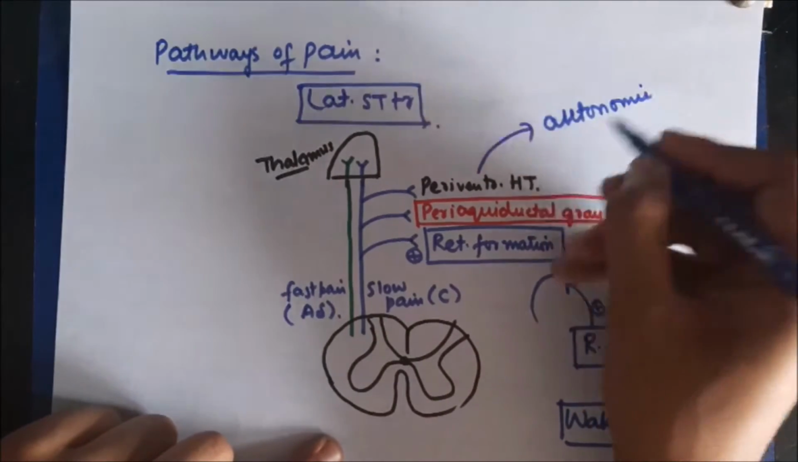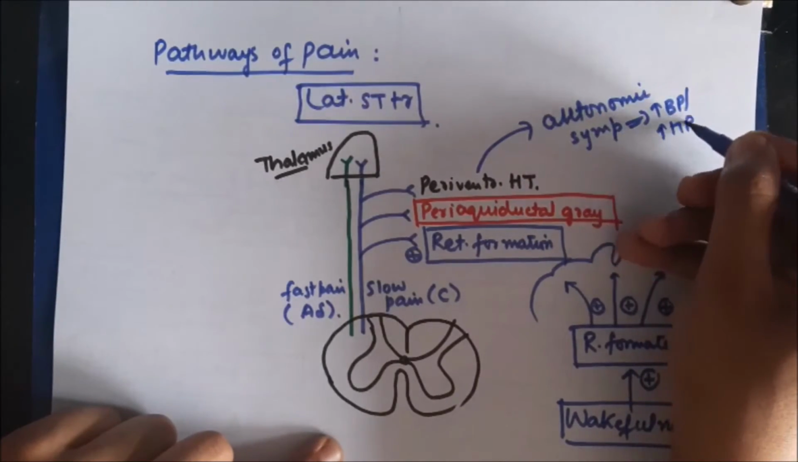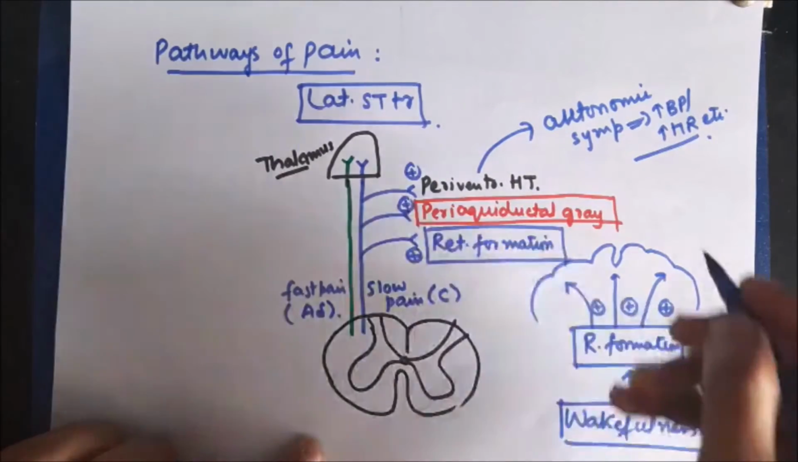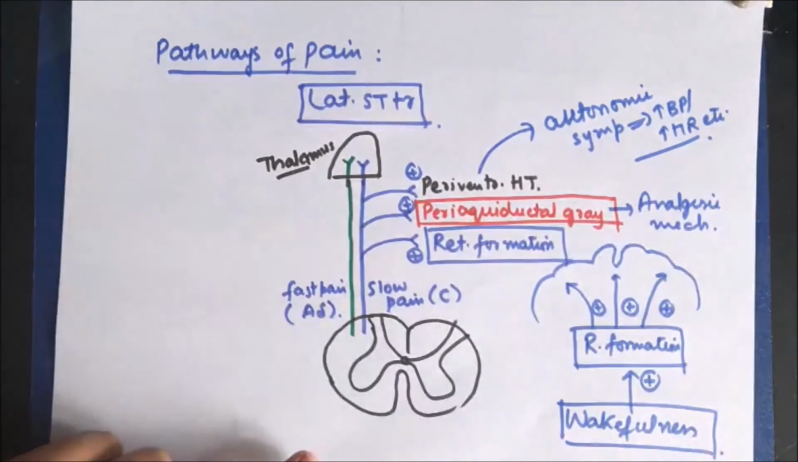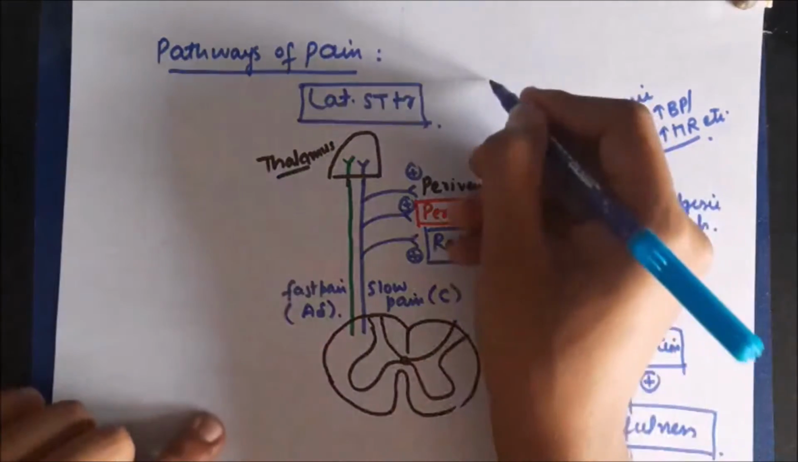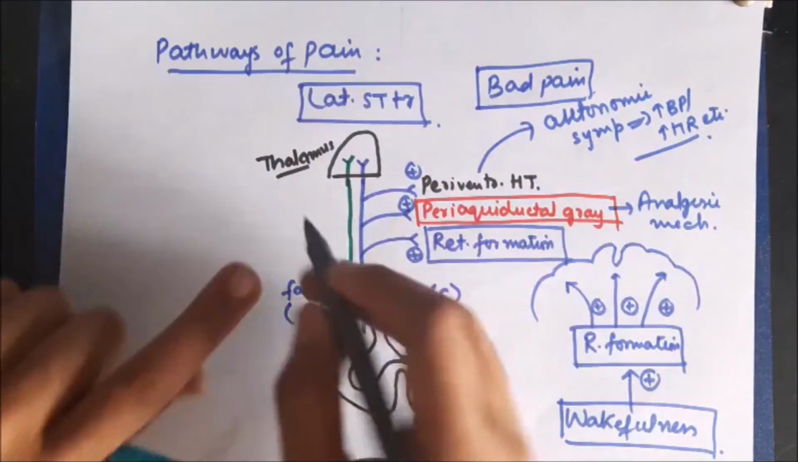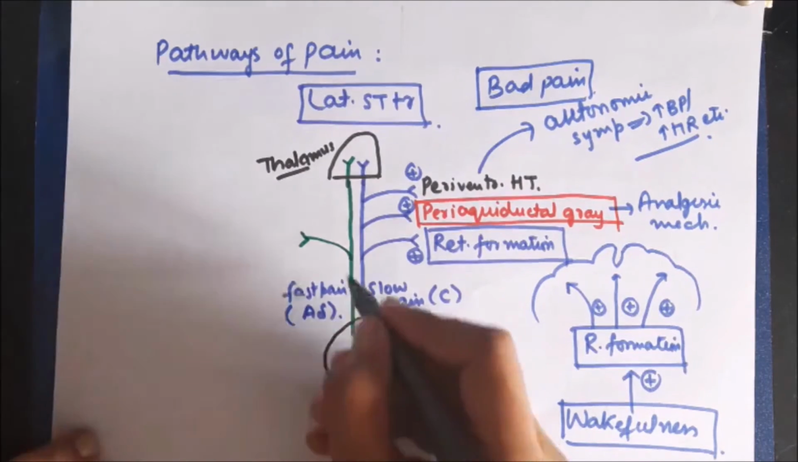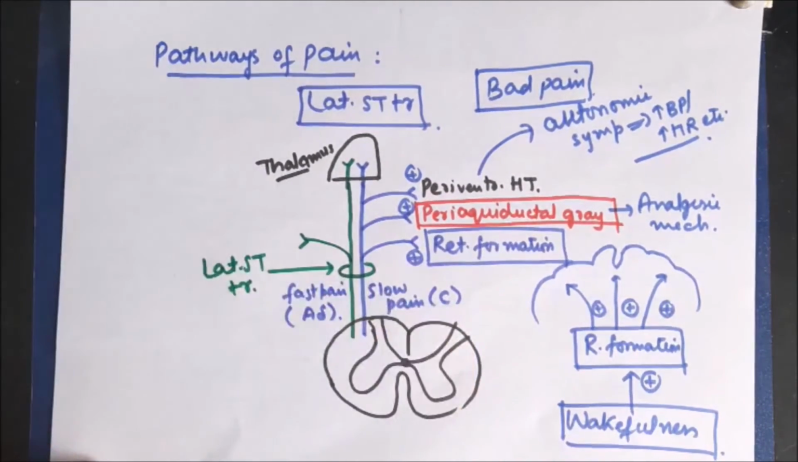The stimulation of periventricular hypothalamus causes autonomic symptoms such as increase in blood pressure, increase in heart rate, etc. Again, these are symptoms associated with slow pain, that's bad pain. Now stimulation of periaqueductal gray actually acts as an analgesic mechanism and it causes stimulation of the descending pain inhibiting pathway. We'll discuss it in a few moments. On the other hand, fast pain gives very little collateral, so these symptoms are not seen with fast pain, and both these fibers are present in the same tract, that's the lateral spinothalamic tract.